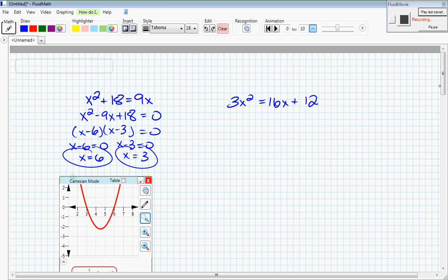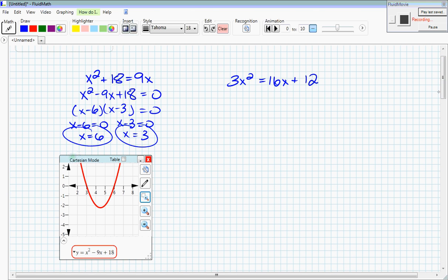Okay, we're going to do the same thing for the second problem. First thing we have to do is set it equal to 0. So we have 3x squared minus 16x minus 12 equals 0. There is no GCF. We also have 3 terms, but this time a is not 1. Still a quadratic, still going to factor into 2 binomials, but this time it's not going to be x and x, it's going to be 3x and x.